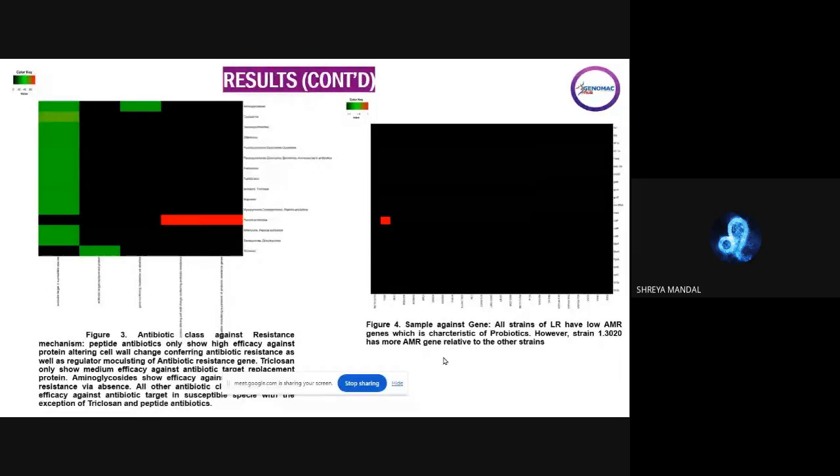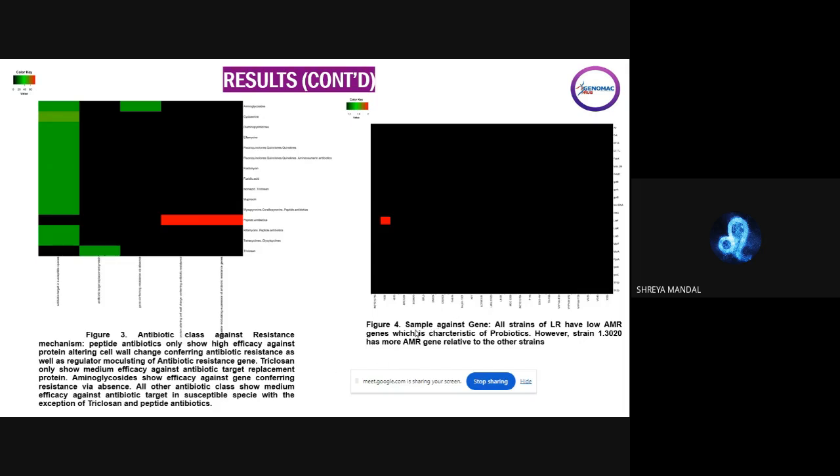I apologize. So, the antibiotic class against the resistance mechanism: we have seen that peptide antibiotics show high efficacy against protein altering cell wall change conferring antibiotic resistance, as well as the regulator of the antibiotic resistance gene, and triclosan only shows medium efficacy. The degree of red shows a higher amount of resistance, green shows medium efficacy against a medium degree of resistance against the antibiotic mechanism class, and black shows lesser resistance. All other antibiotic classes show medium efficacy against the antibiotic target in susceptible species.